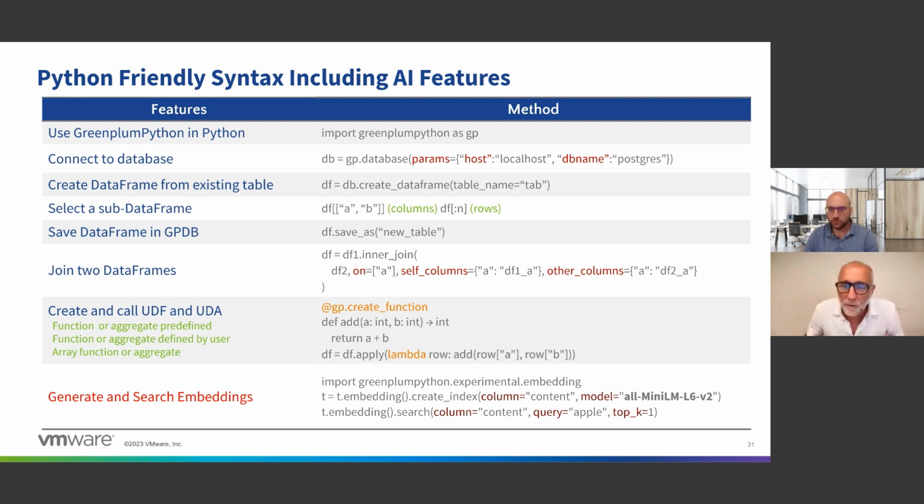And now, again, the theme of Greenplum 7 is innovation. So what we can do as well is generate and search embeddings. We are going to explain what an embedding is when we talk about generative AI. Of course, we don't have all the capabilities of Pandas, but we will be there soon. And we count on you to give some feedback regarding Greenplum Python. So fantastic job.